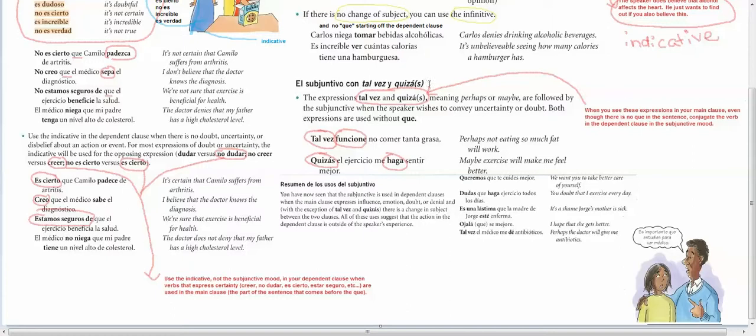El subjuntivo con tal vez y quizás. These two expressions mean perhaps or maybe, and you always use the subjunctive with them, even though there's no que that starts off your dependent clause. So when you see these expressions in your main clause, even though there is no que in the sentence, conjugate the verb in the dependent clause in the subjunctive mood. So you've got tal vez, so your verb is going to be funcione. Quizás el ejercicio me haga sentir mejor. You're going to use the subjunctive.